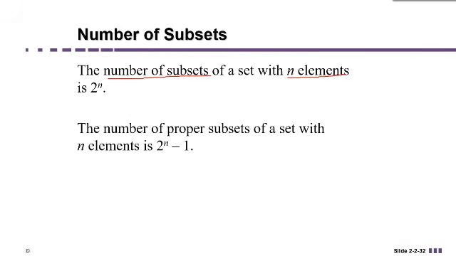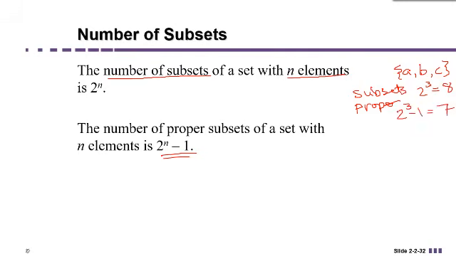So for example, if I look at the set containing A, B, and C, and I want to know how many subsets there are, I would say 2 to the 3rd power because there's 3 elements in the set, and that would be 8. If I wanted to know the proper subsets, however, we have to leave off the subset that's equal to the original set. So you have to subtract 1 from that. 2 to the 3rd minus 1 is 8 minus 1, which is 7. So this is how you calculate the number of subsets and the number of proper subsets.